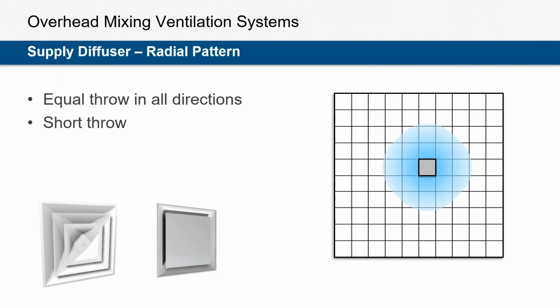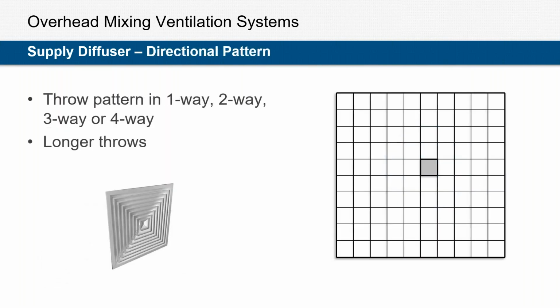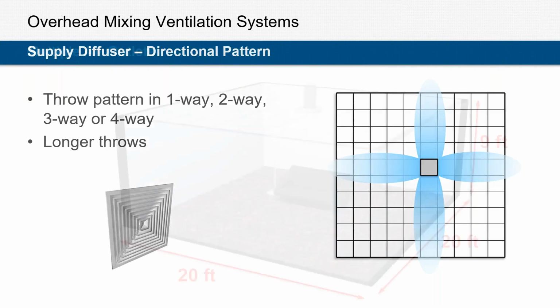We're also looking at something like directional diffusers. Now, a directional diffuser is available to provide air in one-way, two-way, three-way, or four-way, and typically has longer throws. A directional diffuser often is going to be a little bit louder than a radial diffuser, so that can factor into our design considerations as well.